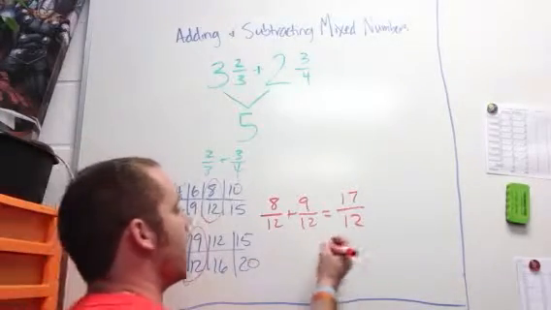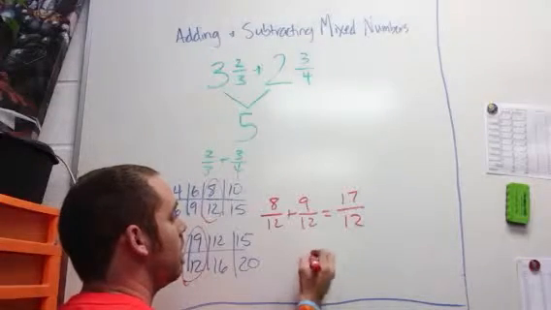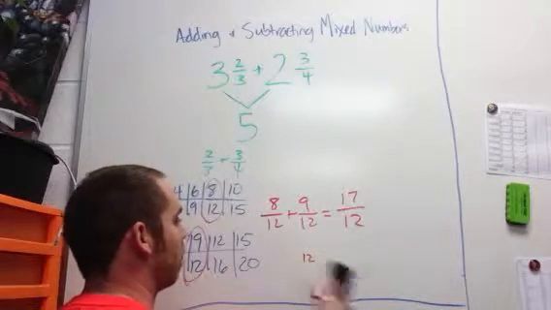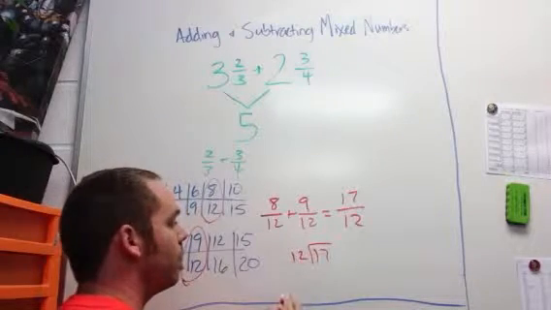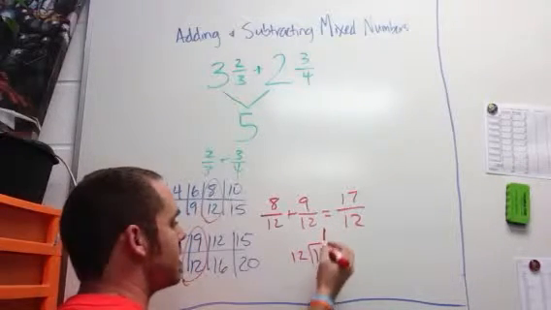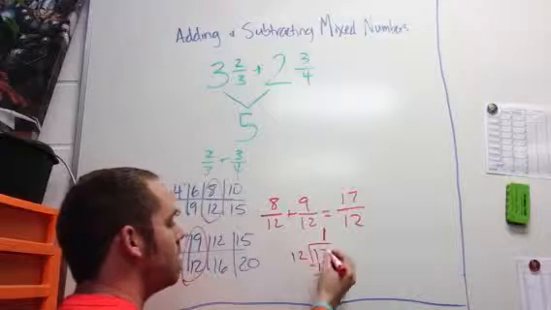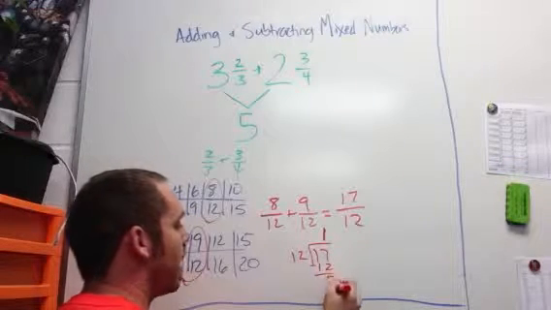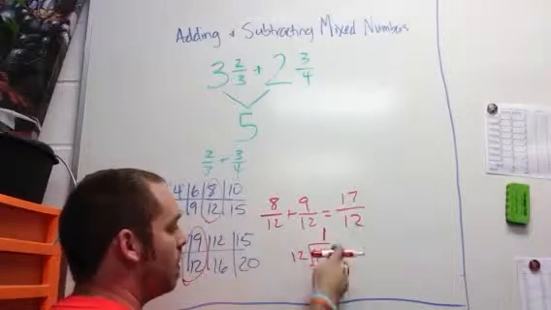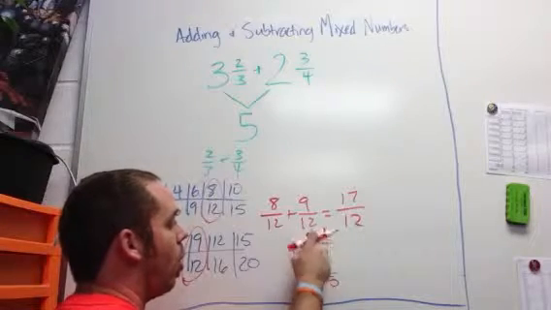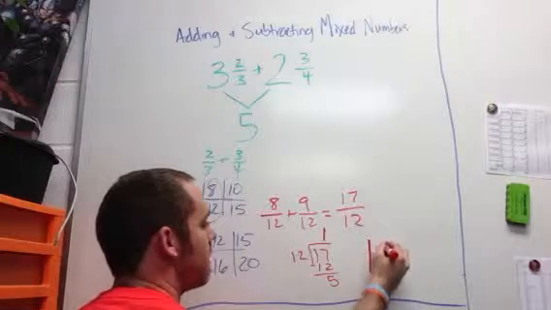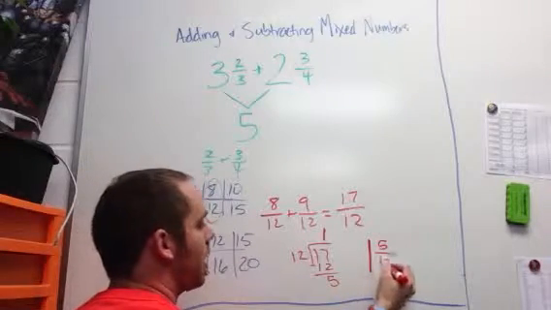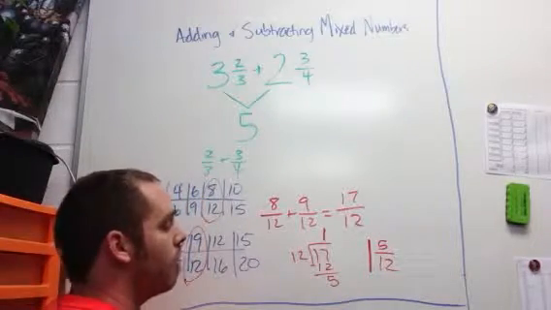So how do I do that? I do division. 17, let me rewrite that, I did that wrong. 17 divided by 12. 12 goes into 17 one time, and that's 12. 17 minus 12 is 5. So now I'm done. There's nothing left to bring down. My whole groups is my whole number, my leftover is my pieces, and my denominator never changes. So I have 1 and 5/12.